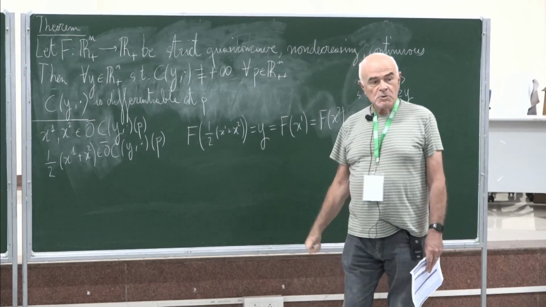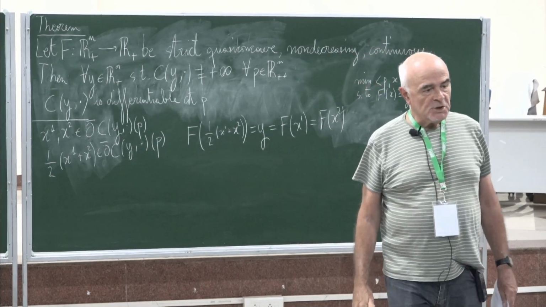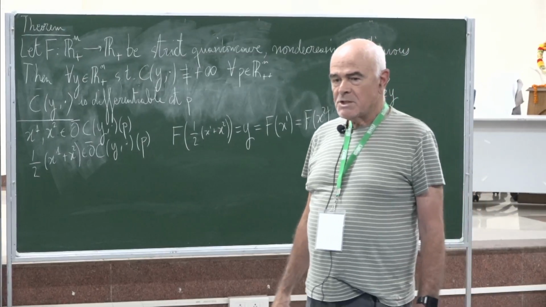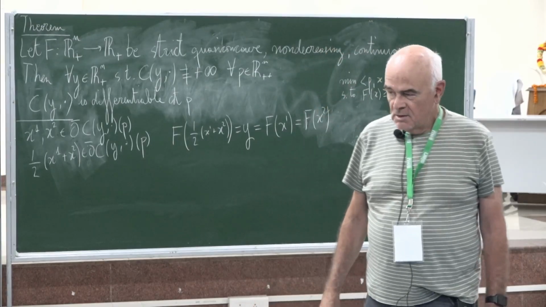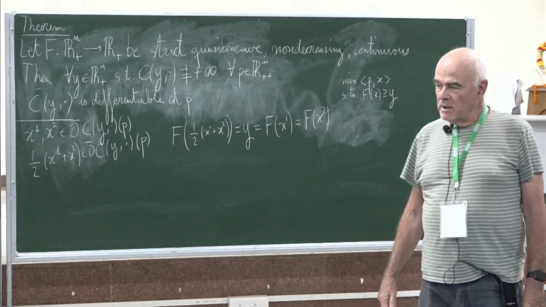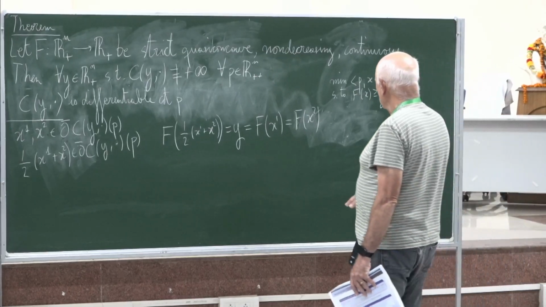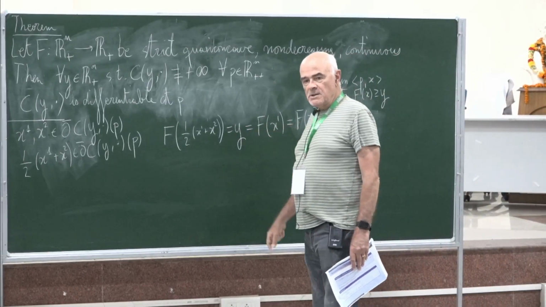Oh, but I forgot to give you, I promised to give you the definition of a strict quasi-concavity, but I forgot. So I interrupt the proof for a moment, meanwhile you may keep thinking why we have equalities here.